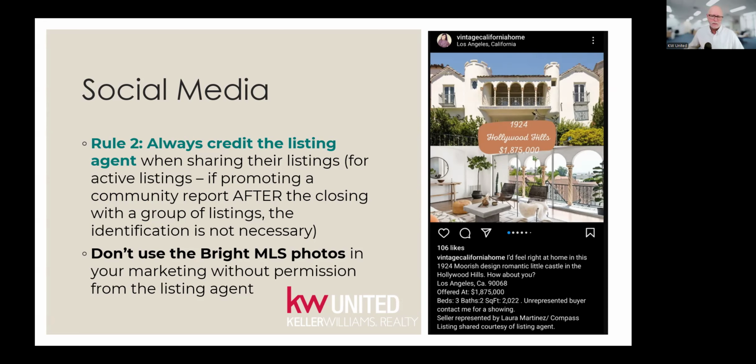We're getting our case together on that. Don't use Bright MLS photos in your marketing without permission from the listing agent. That would be like if I'm going to go promote something, and I'll show you how to post where you are in the clear on this.